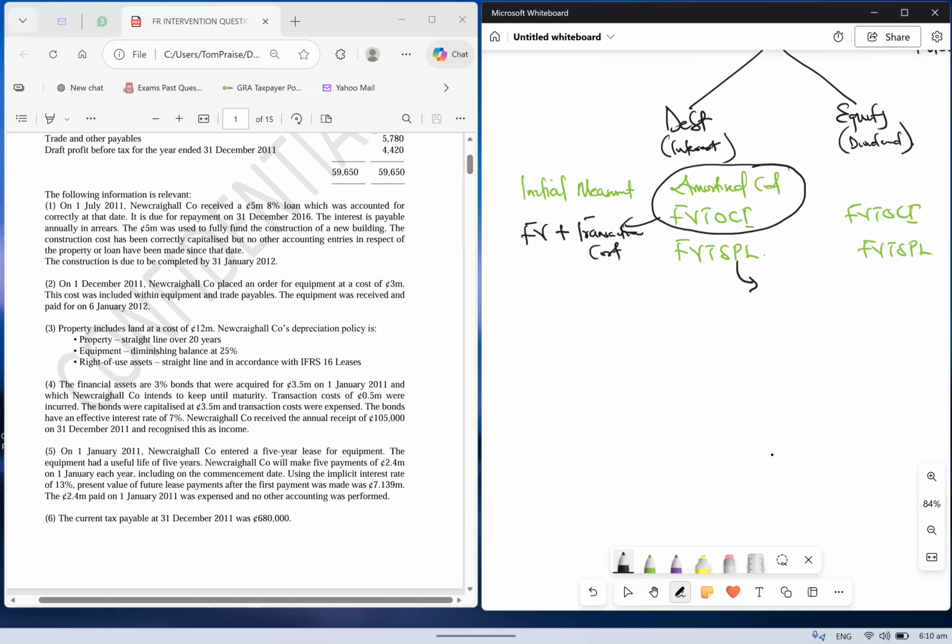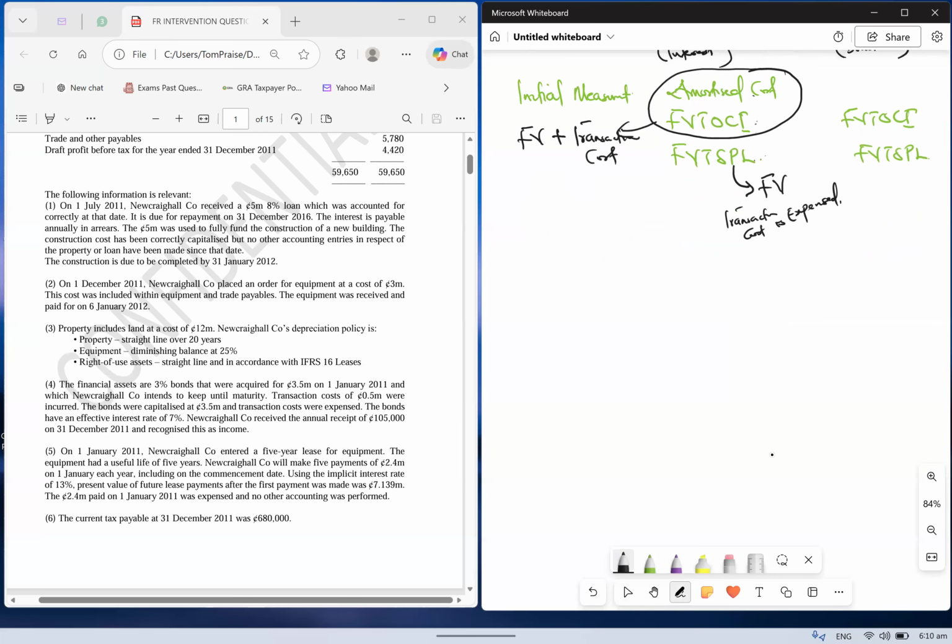When it is about fair value through SPL, the initial measurement is just the fair value. The transaction cost will be expensed. Transaction cost is expensed. Now, how will you know? So the question is, how will I know that in the question it is amortized cost? How will I know it is fair value through OCI? How will I know it is SPL? So let's learn that.